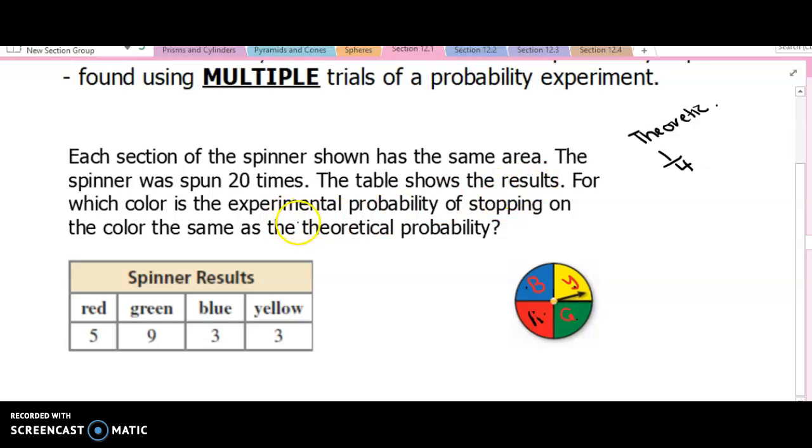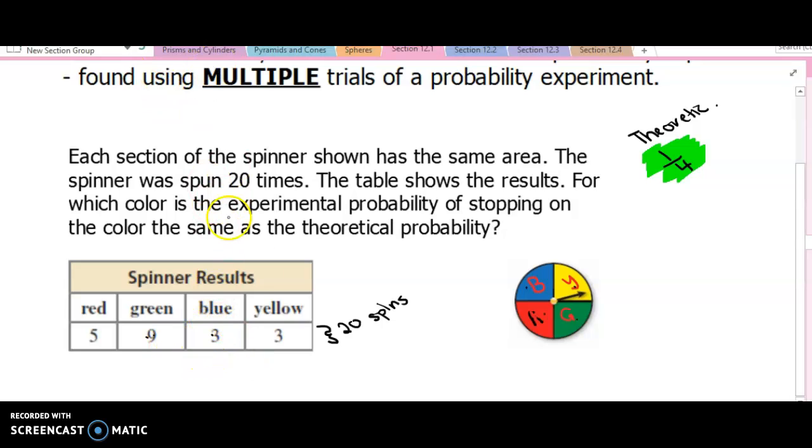The spinner was spun 20 times. So when we look at this, here are the results. 5 plus 9 is 14, plus 3 is 17. Yes, that sure is 20 spins. So for which color is the experimental probability of stopping on the color the same as the theoretical probability? The theoretical probability is in a perfect world, 1 out of 4 times you'll hit these. But we did an experiment, and obviously it's not a perfect world.